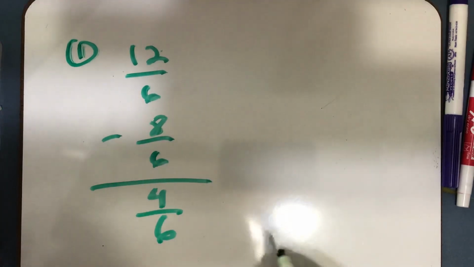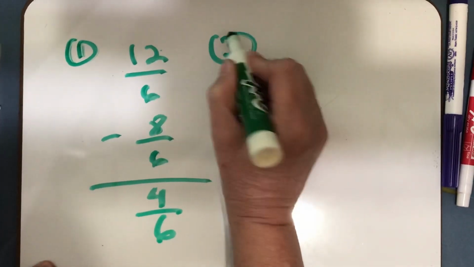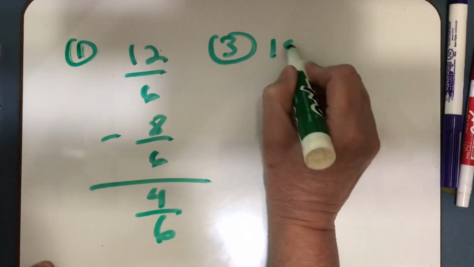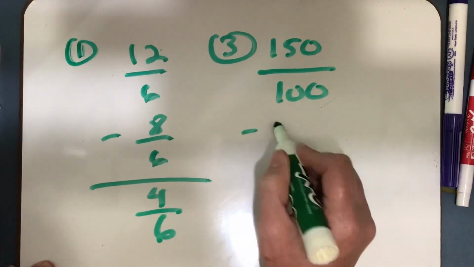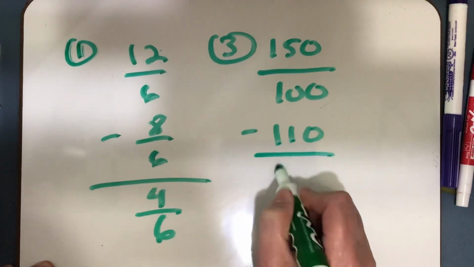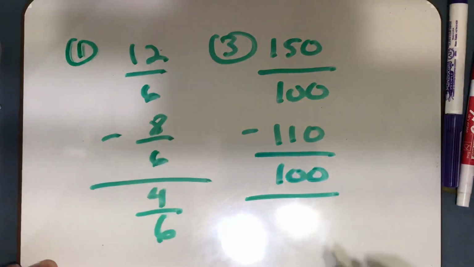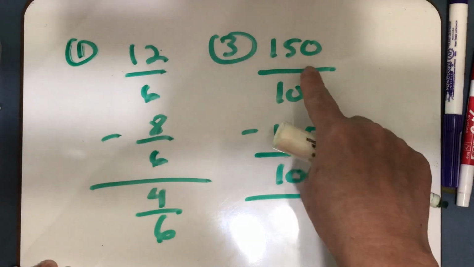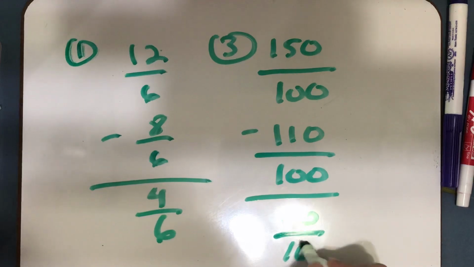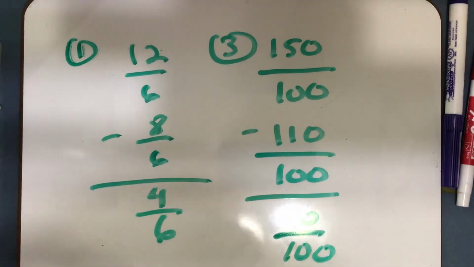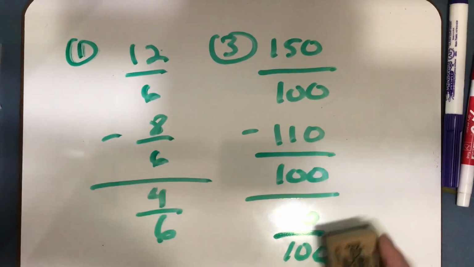All right, next one I'm going to do is number 3. Number 3 is 150 100ths minus 110 100ths. I have the same denominator of 100, so I just subtract my numerators. So that would equal 40 100ths. All right, now I'm going to go to number 9.